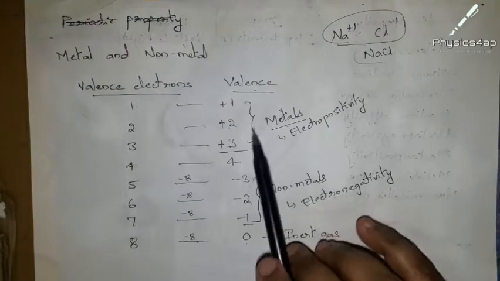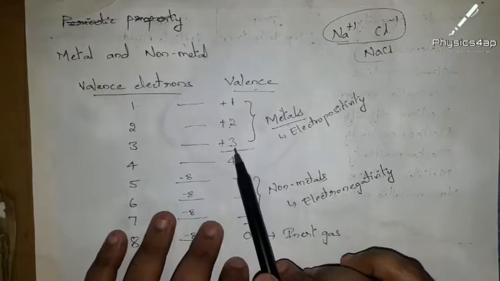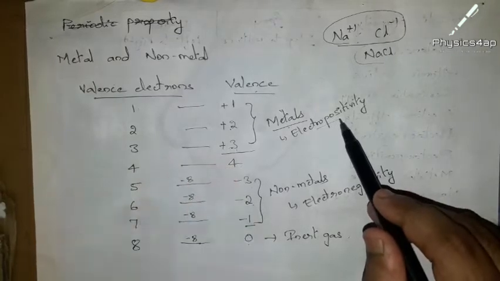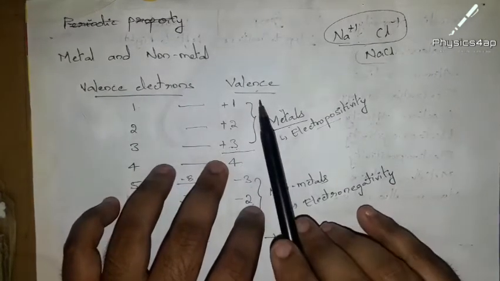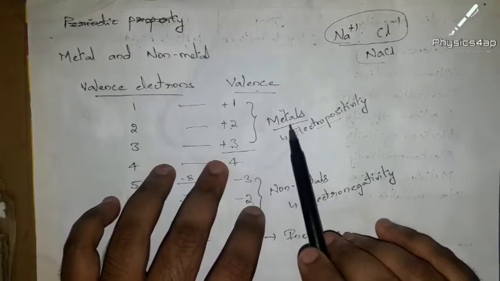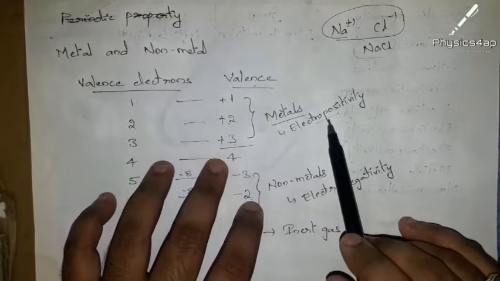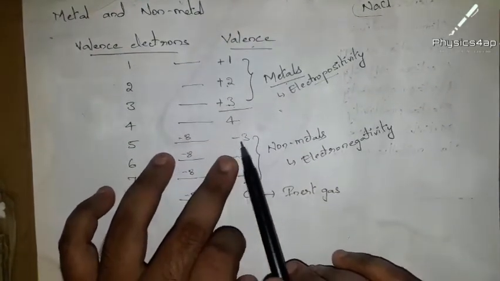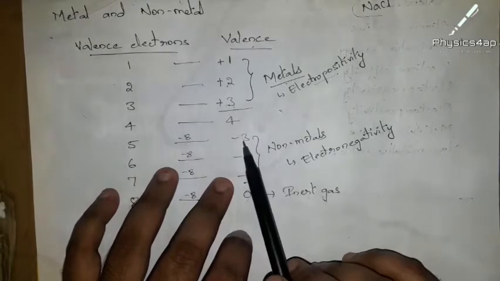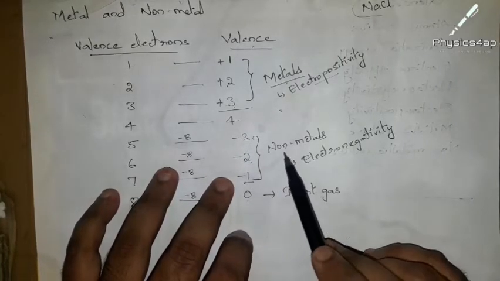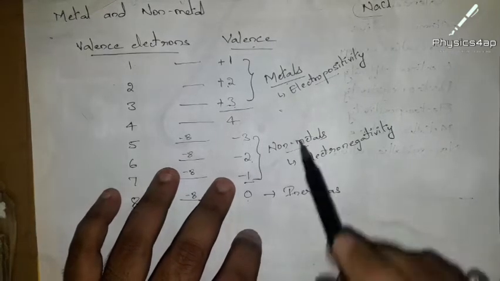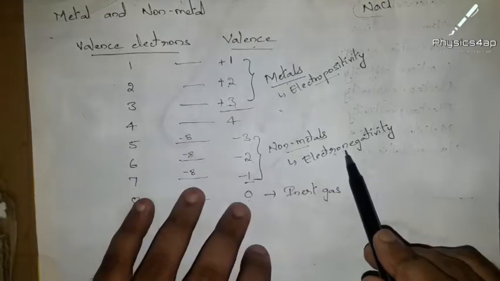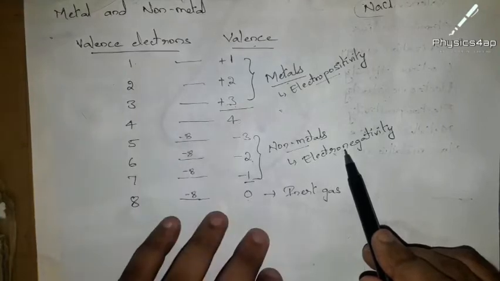The elements having valencies plus 1, plus 2, plus 3 are called metals, and these metals have electropositive nature. Next, the valencies minus 3, minus 2, minus 1, which are the negative values, belong to the non-metals, and these are electronegative in nature. The definition of electronegativity we will see later in this session.